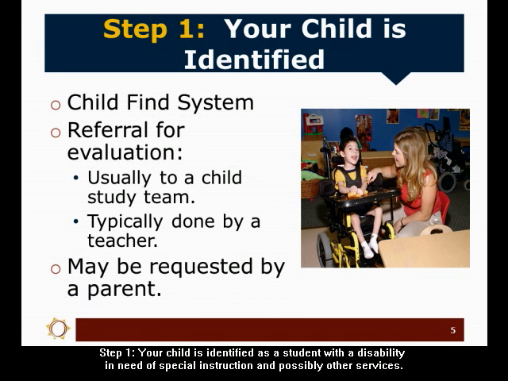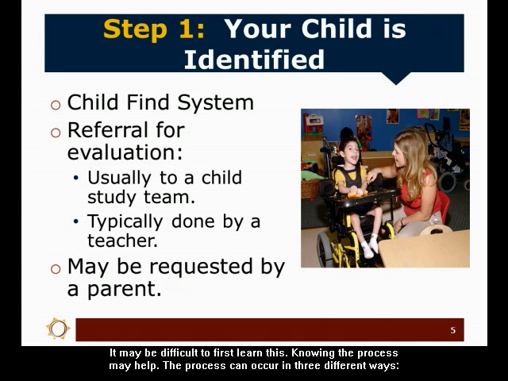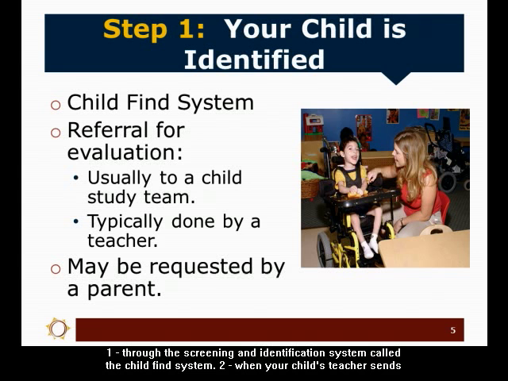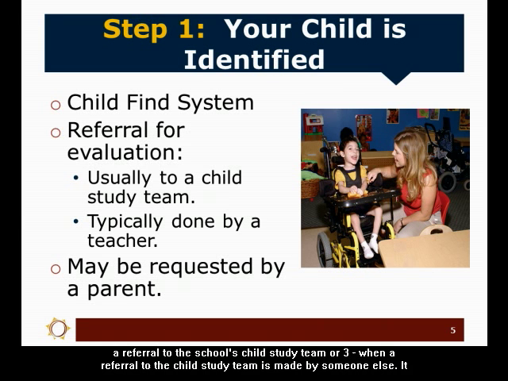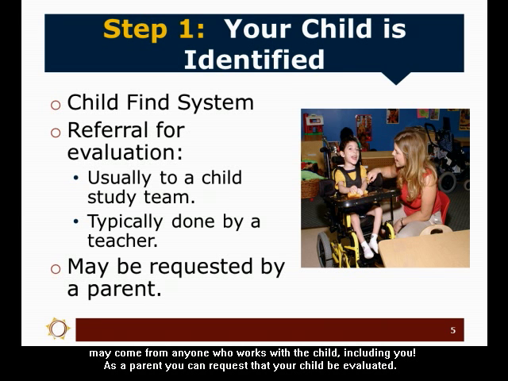Step 1. Your child is identified as a student with a disability in need of special instruction and possibly other services. It may be difficult to first learn this. Knowing the process may help. The process can occur in 3 different ways. 1. Through a screening and identification system called the Child Find System. 2. When your child's teacher sends a referral to the school's Child Study Team. Or 3. When a referral to the Child Study Team is made by someone else. It may come from anyone who works with the child, including you. As a parent, you can request that your child be evaluated.